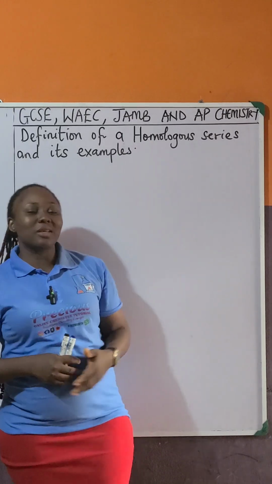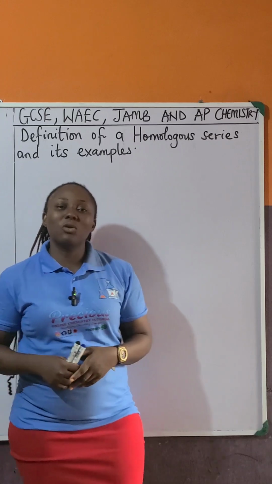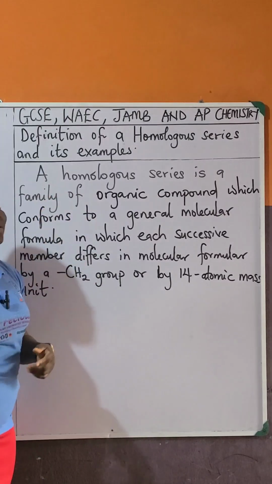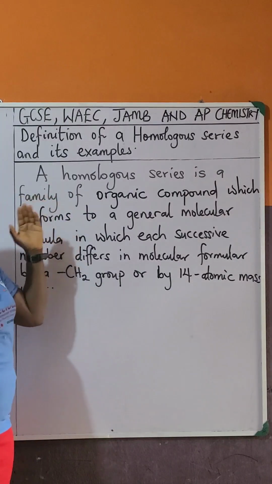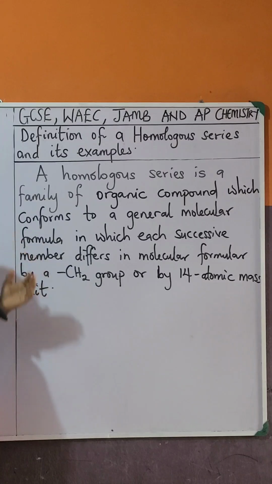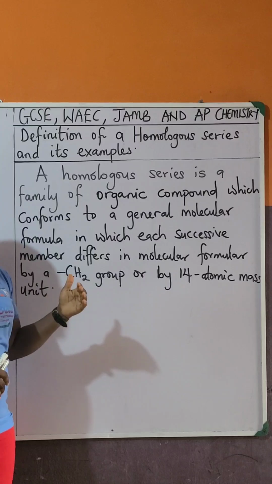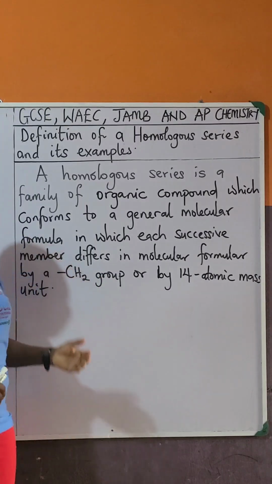concerns homologous series? Now, what is a homologous series? A homologous series is a family of organic compounds which conforms to a general molecular formula in which each successive member differs in molecular formula by a CH2 group or by 14 atomic mass unit.